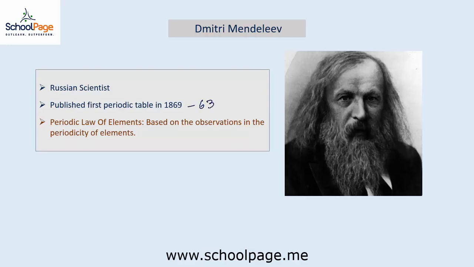When he first published his periodic table, he knew 63 elements. And he classified the elements based on one of the observations, that is, the periodicity of elements. When he started arranging the elements according to atomic mass, he saw that the elements showed periodic similarity in their chemical properties. Based on this observation, he gave the periodic table. Now, let us study the periodic table given by Mendeleev.